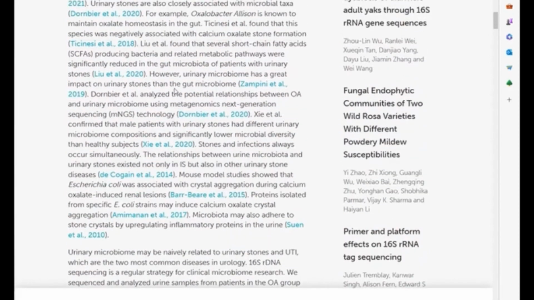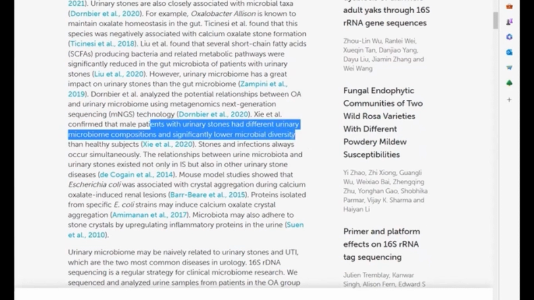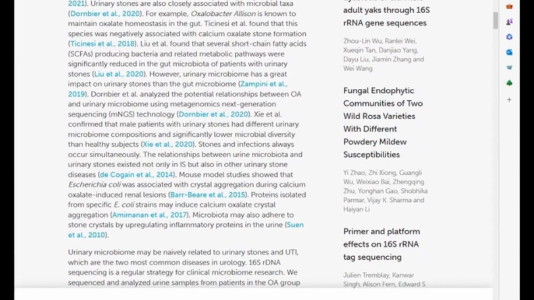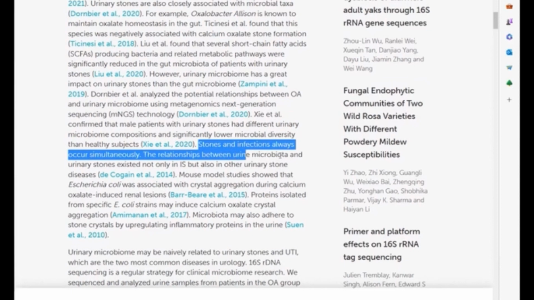Then it proceeds to say the urinary microbiome has a greater impact on urinary stones than the gut microbiome. Male patients with urinary stones had different urinary microbiome compositions and significantly lower microbial diversity. Again, lower microbial diversity, and when I do the stool testing, I see this. I see lower alpha and lower beta diversity. Stones and infections always occur simultaneously. The relationship between urine microbiota and urinary stones exists.